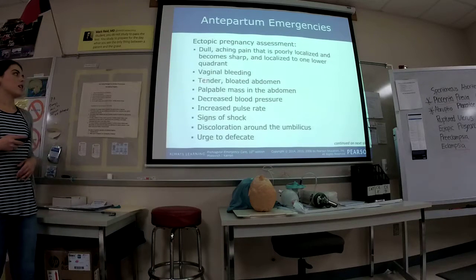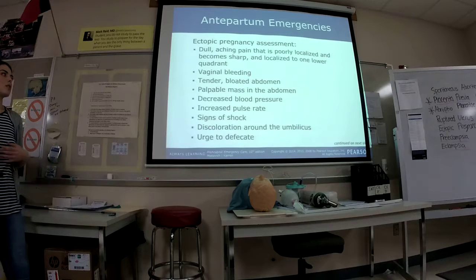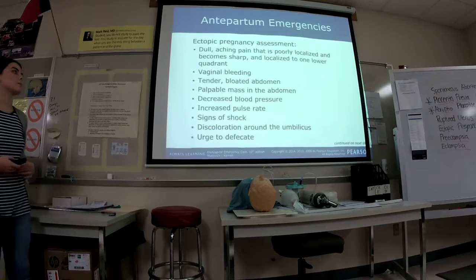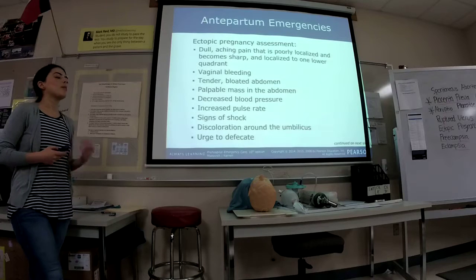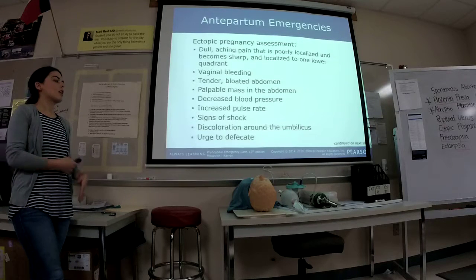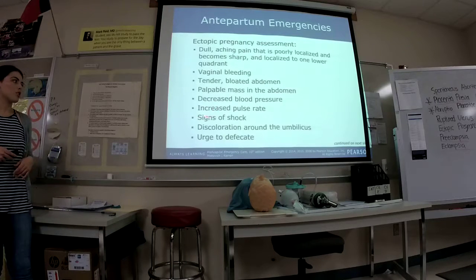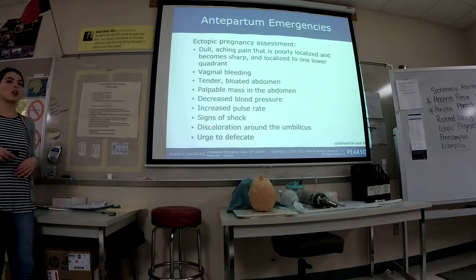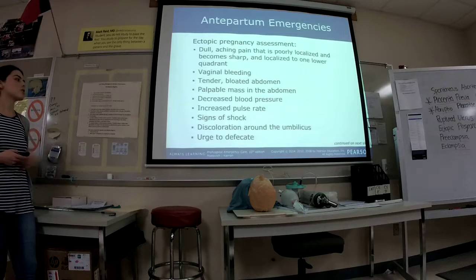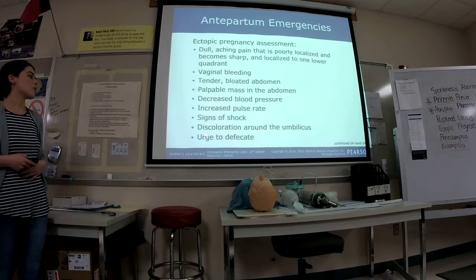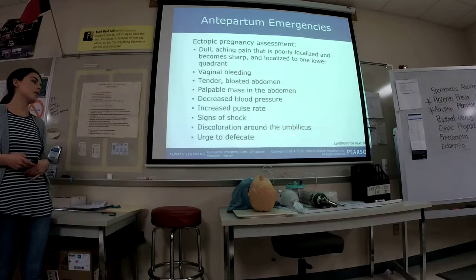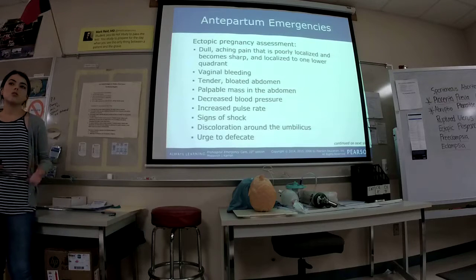Of course, there's going to be vaginal bleeding, tenderness or bloating in the abdomen. There's sometimes a palpable mass where the ectopic pregnancy is occurring. Decreased blood pressure, increased pulse rate, and signs of shock, which again we're going to treat with oxygen and keeping the mother warm. Also discoloration around the umbilicus and an urge to defecate.